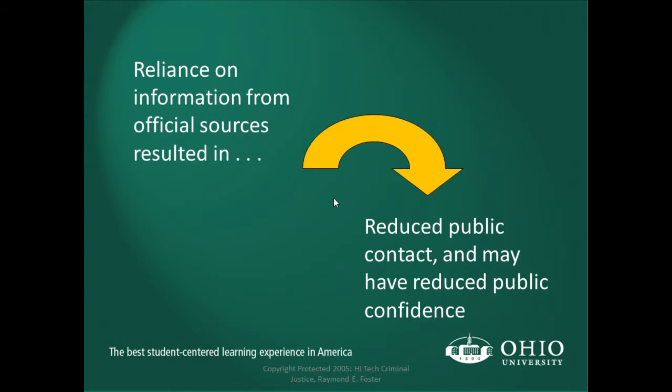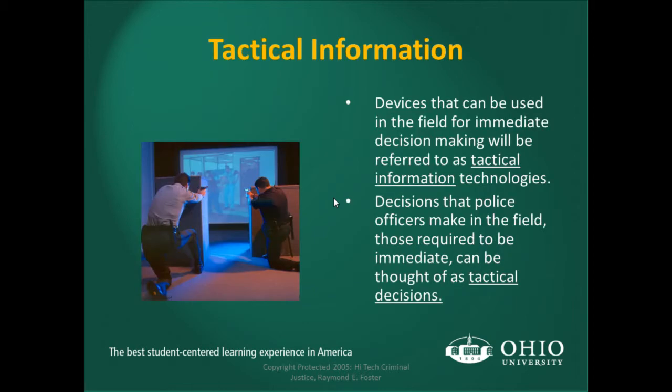Reliance on information from official sources results in reduced public contact and may have reduced public confidence. So if we rely too much on just the information from official sources, it does reduce public contact and may reduce public confidence.